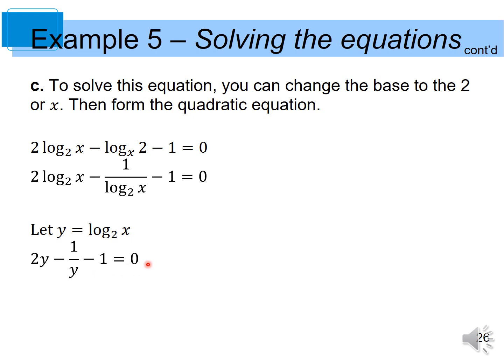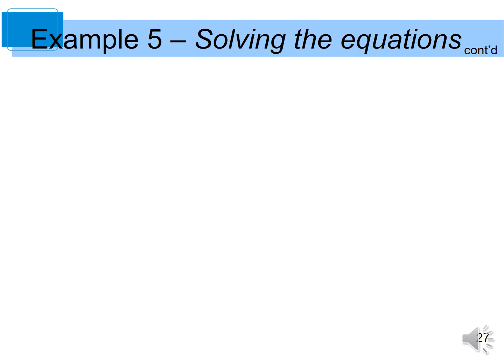So how are you going to solve this equation? The whole equation can be multiplied by y, so we form a quadratic equation. So we solve the quadratic equation. You factorize and let each of the two factors equal to 0. For the first factor, you let it equal to 0, so we have y equal to negative half.